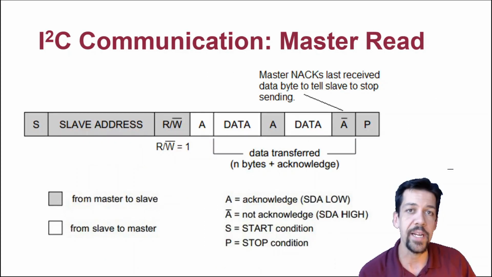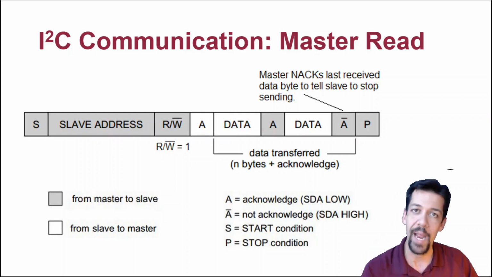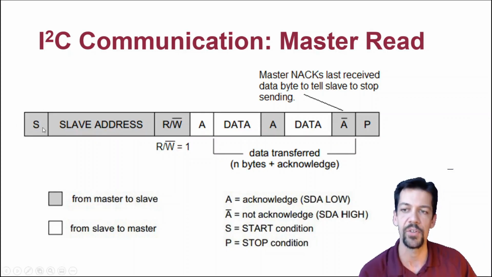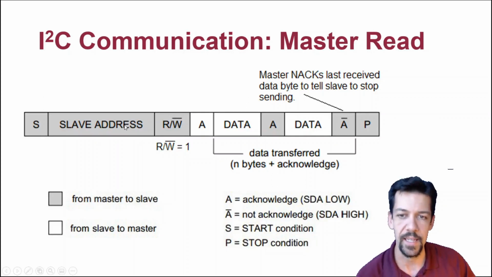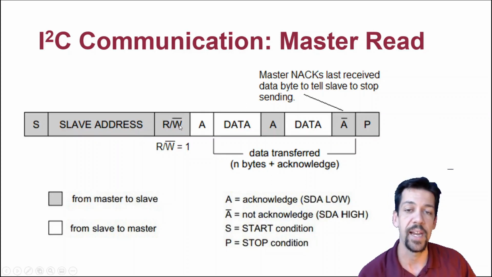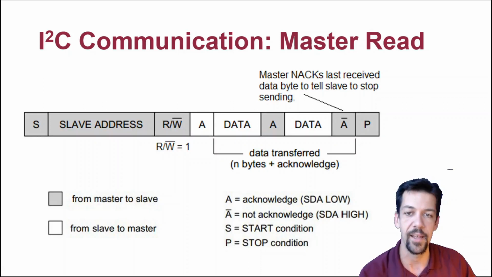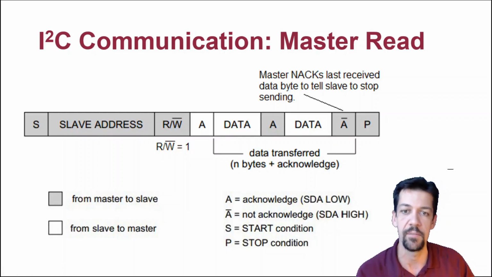A master read is where it's a master receiver, slave transmitter. And again, the master initiates the communication by first sending the start bit, then the slave address. And in this case, it's saying, hey, I'm going to be the receiver, so I'm going to set the read-write bit to 1, and I'm going to expect you to send some data back to me. The slave will then acknowledge.